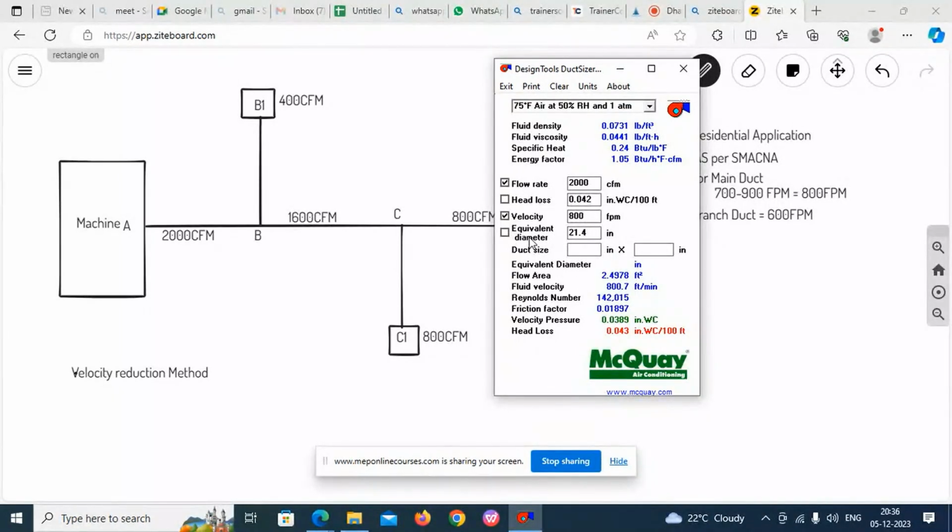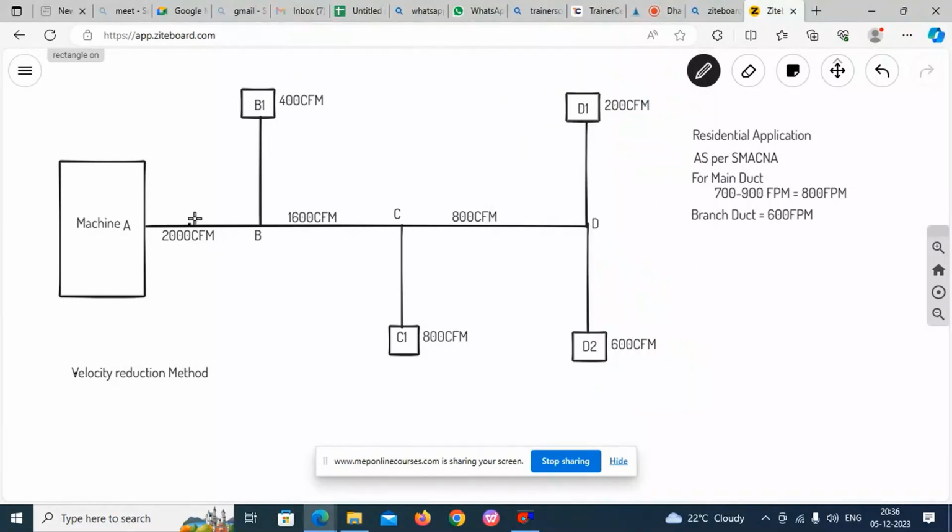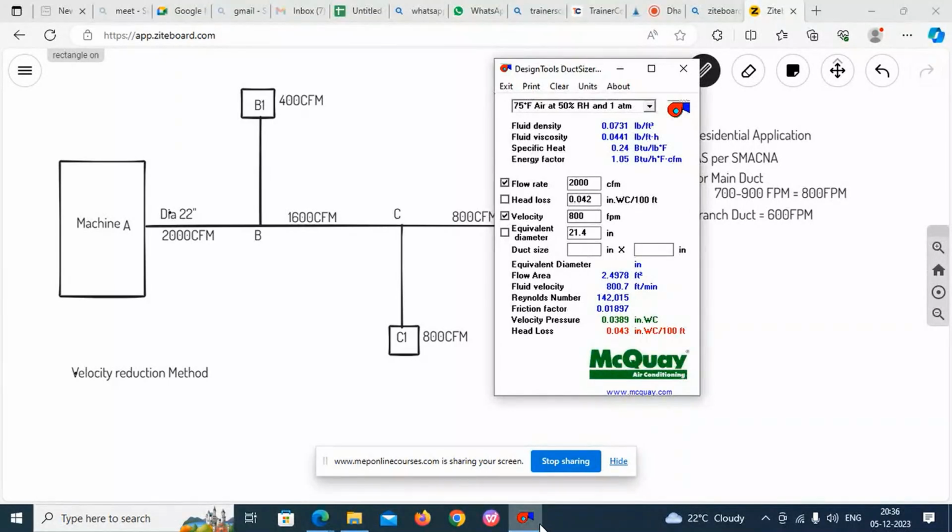So it is showing equivalent diameter. The equivalent diameter is 21.4 inch, but as I told, you need to take even numbers. So we make it 22 inch diameter. Dia 22 inch. Next.